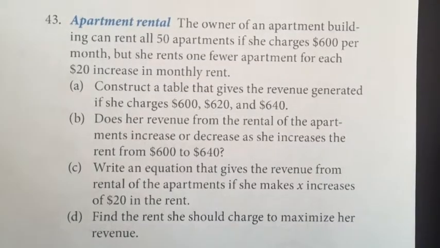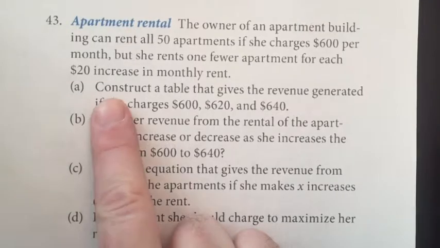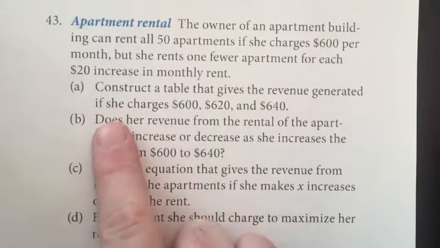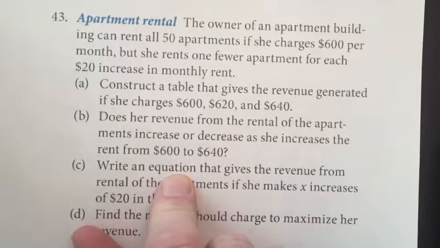Okay, this is number 43 from the textbook in chapter 2.2. As I mentioned briefly in the last video, the challenging part here is that we need to be able to come up with our profit function, or I guess in this case it's going to be our revenue function. What the problem tries to do in A and B is to build some concepts about how you're going to develop your equation when you get to part C.